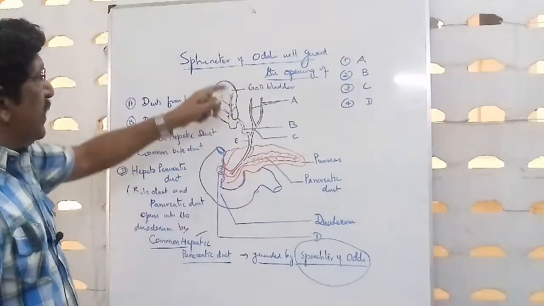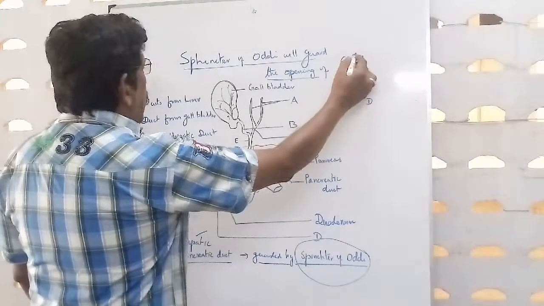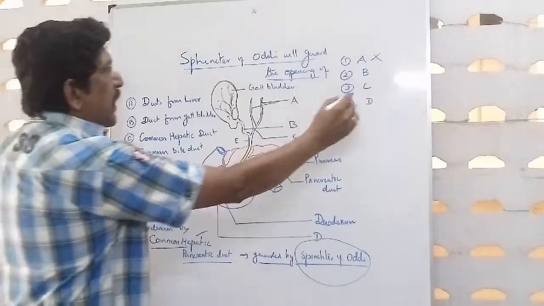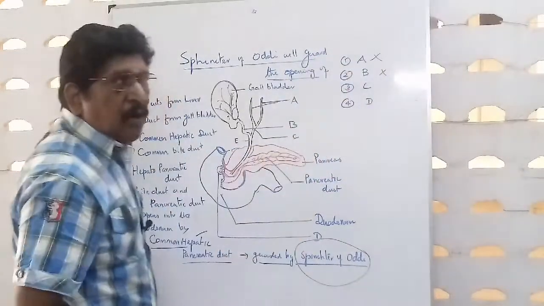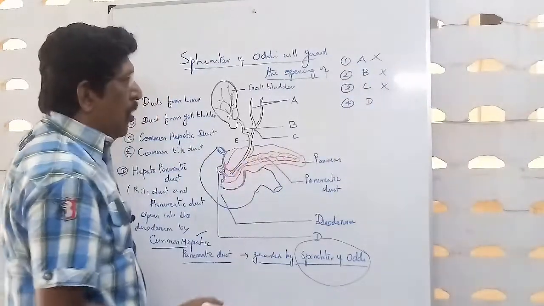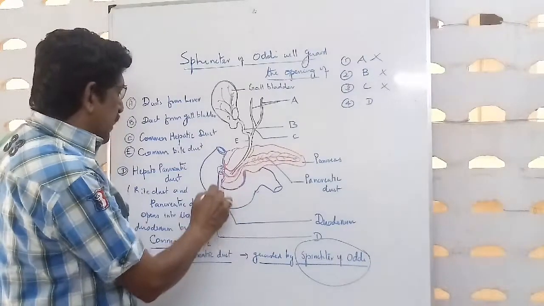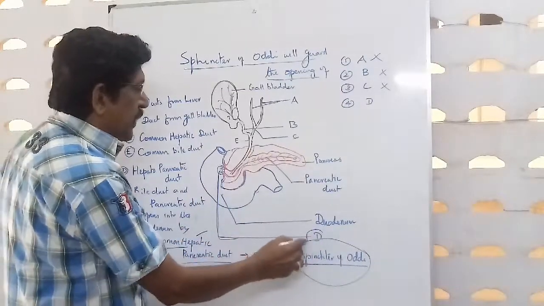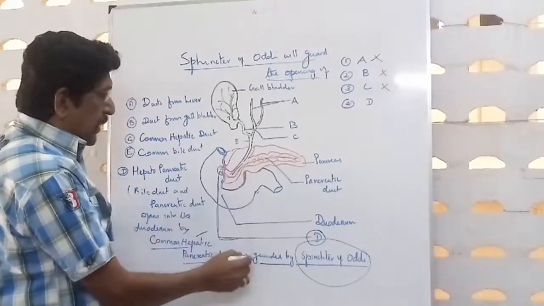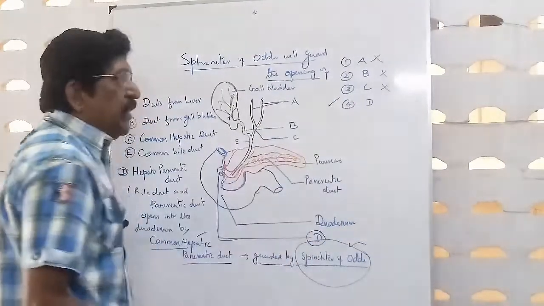So the question here is that the sphincter of Oddi will guard the opening of what? A is the ducts from the liver, that's wrong. B is the duct from the gallbladder, that is wrong. C is the common hepatic duct, that is also wrong. And D is the common hepatopancreatic duct. That opening is guarded by the sphincter of Oddi. So the answer is the fourth option, D.